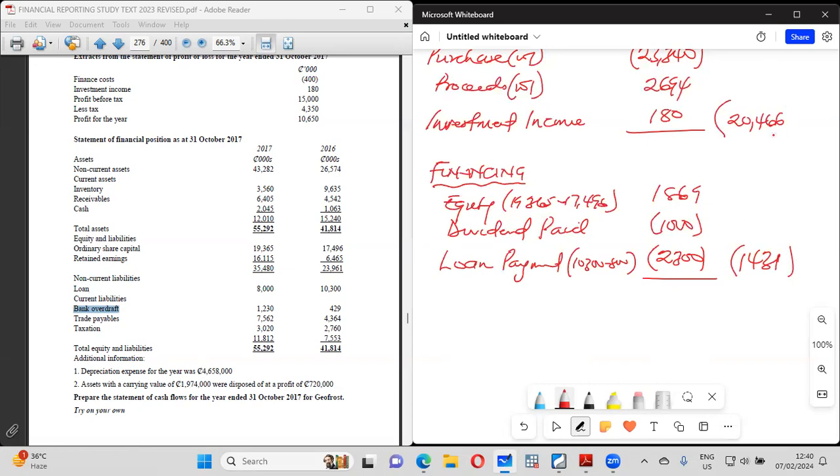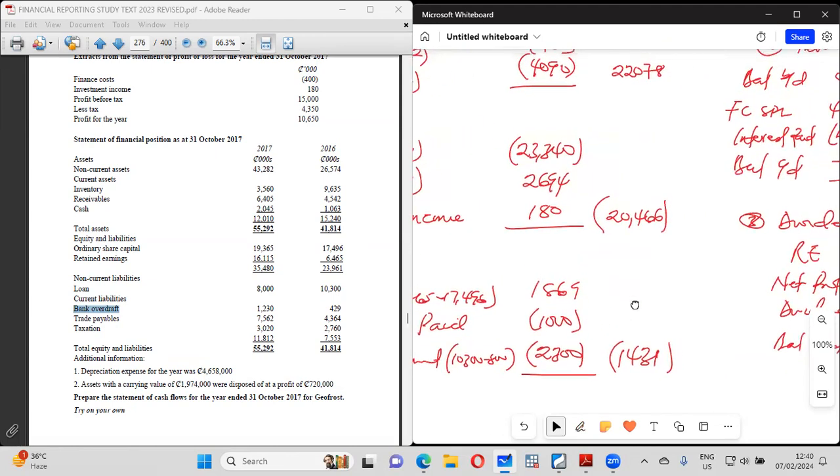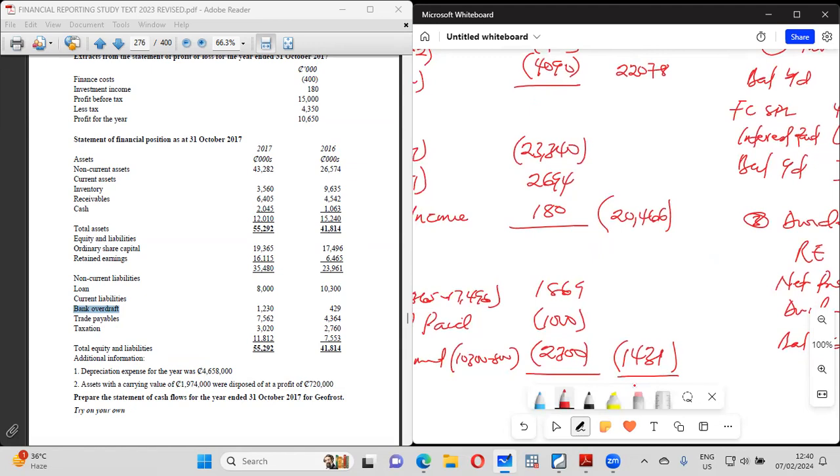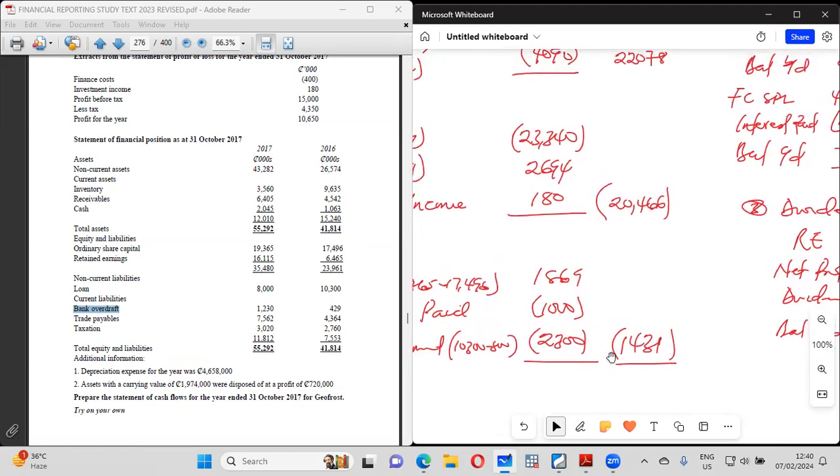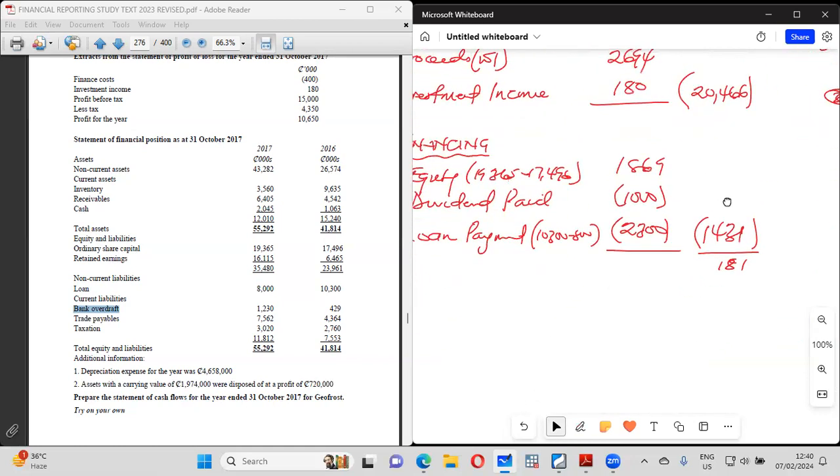I think this side too should be this. All right. So we can add to get our net cash flow. Okay. So what is our net cash flow? So we have these figures. So this one is adding on to 4466. And we are deducting it from 22,078. So I have 181 positive. So net cash flow is 181. 181 positive. That is the net cash flow.